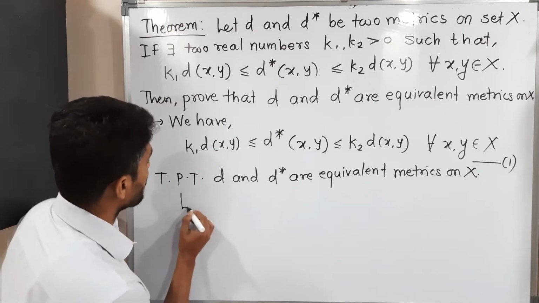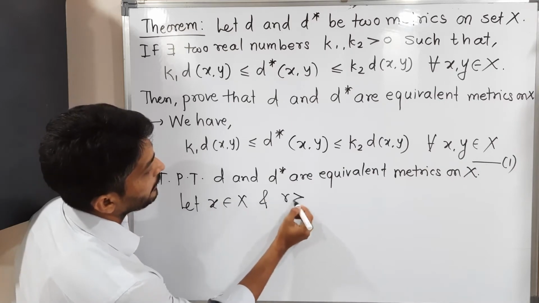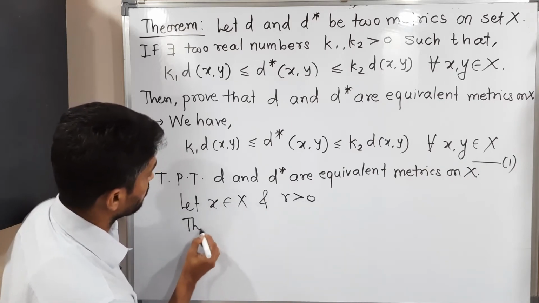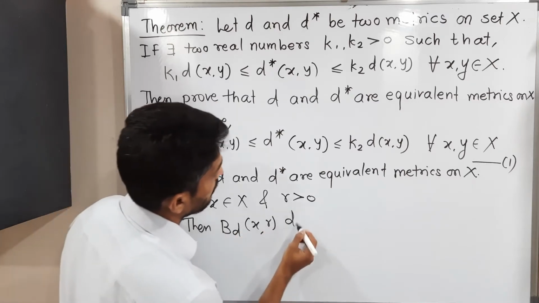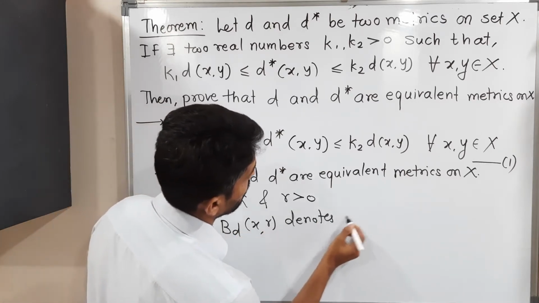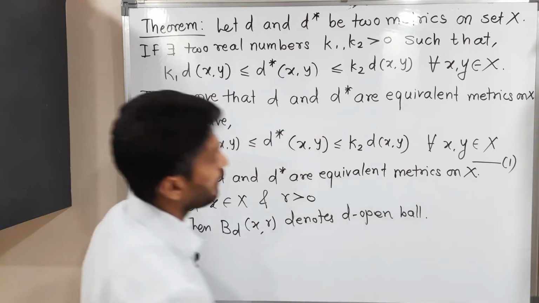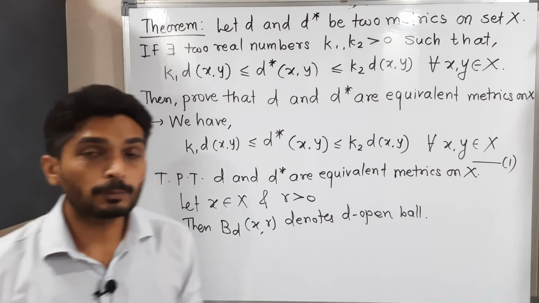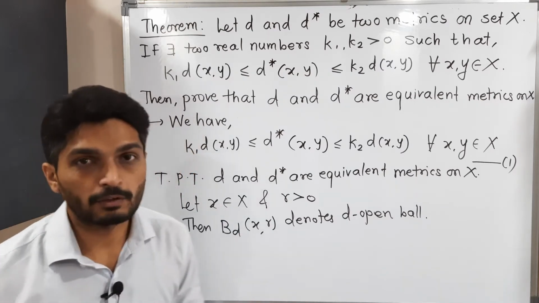What will I consider? Let x belongs to X and r greater than 0. Then B_D(x, r) denotes the D open ball. So we have considered one D open ball. We have to prove that there is one D star open ball also which is a subset of it.